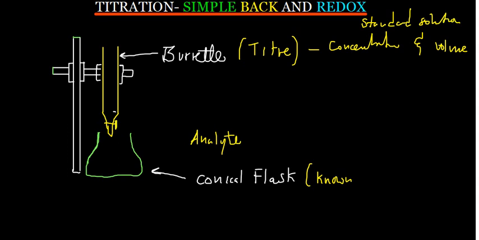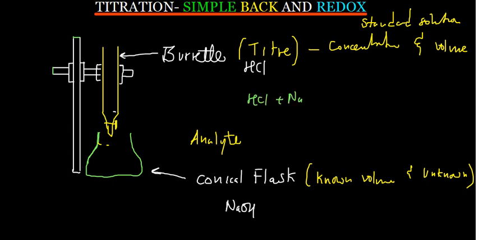Now, in the conical flask, you are putting something of known volume. The conical flask can hold a certain volume, maybe up to 25, but you want to determine the concentration, so unknown concentration most of the time. That's what you want to determine. So this is a setup of a very simple titration. Now, depending on the reaction, let's say you are talking about hydrochloric acid, that's the one you are using as your titer, and then sodium hydroxide as your titrant. So the reaction is going to happen between hydrochloric acid and sodium hydroxide.